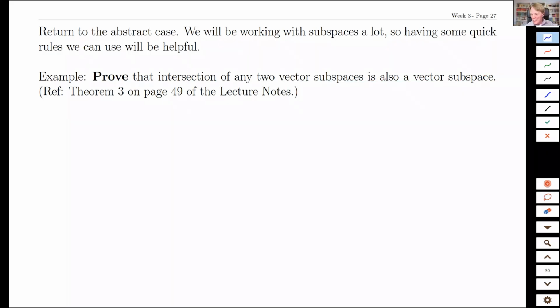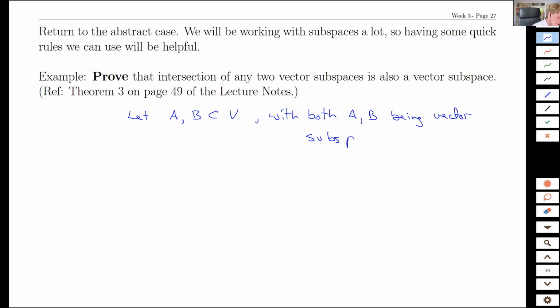because we can use set stuff to prove that if we have two sets that are a subset of, let's call it V, with both A and B being vector subspaces of capital V, a vector space. Okay, so again, this is the big picture.